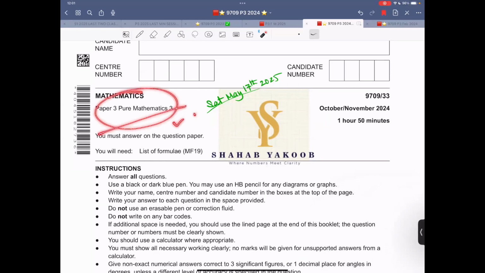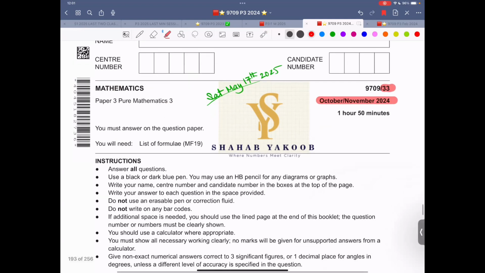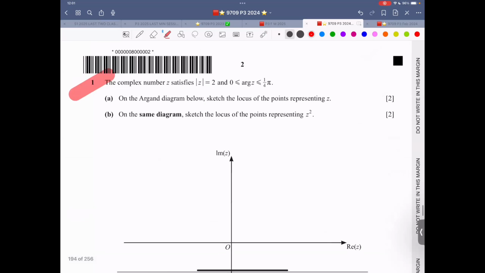In today's video, we are solving this P3 paper. And this P3 paper is of October-November 2024, variant 33. So now let's look at the question first and then look at the solution.